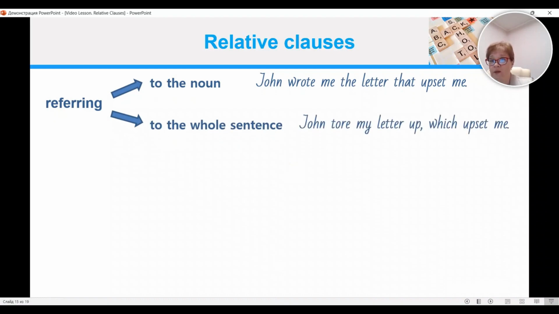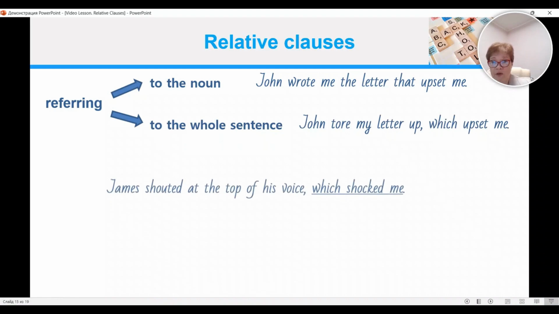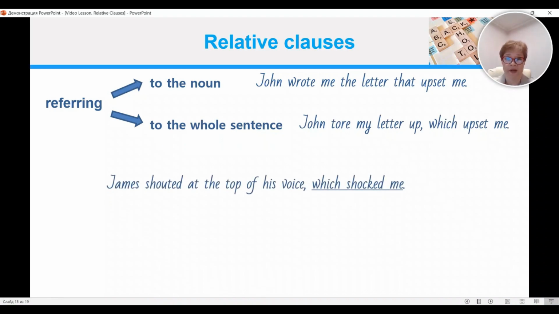John tore my letter up, which upset me. So I was upset this time that John had torn my letter up. So here is one more example. Try to analyze it and answer.